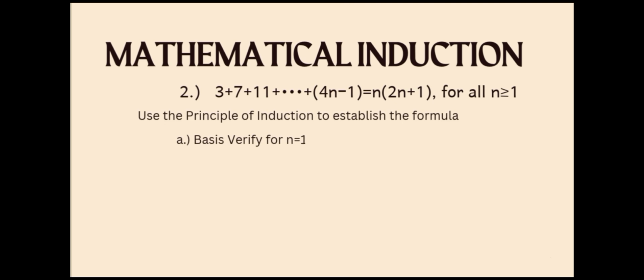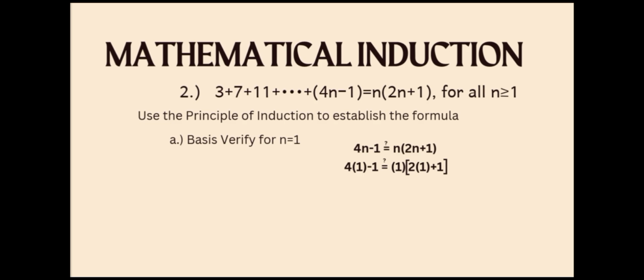First step would be to verify the basis for n equal to 1. First, we need to get the last term and its equal term, which is: is 4n minus 1 equal to n times 2n plus 1? Next step, we'll substitute 1 for all n. We'll have 4 times 1 minus 1, is it equal to 1 times the quantity of 2 times 1 plus 1? And then by simplifying, we'll have 4 minus 1 is equal to 1 times 2 plus 1.